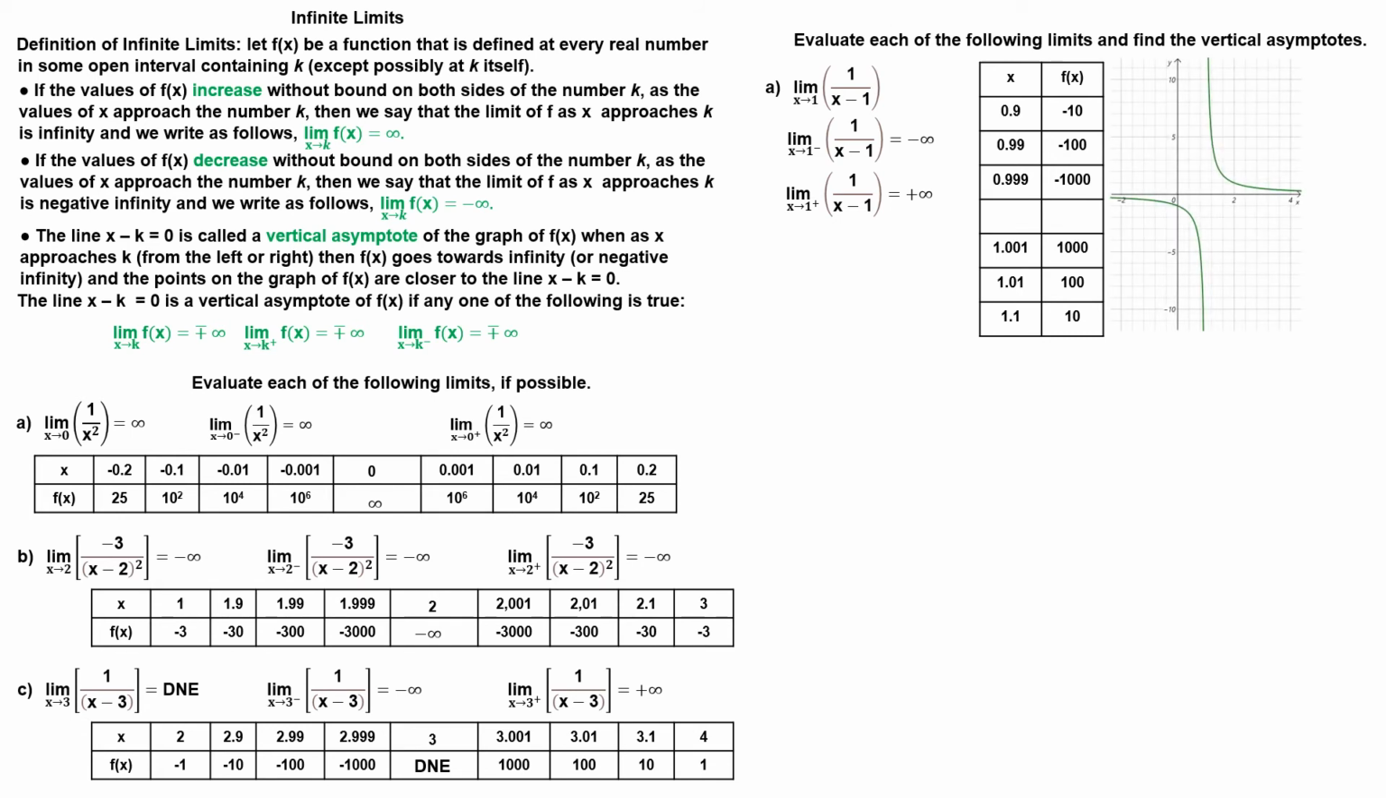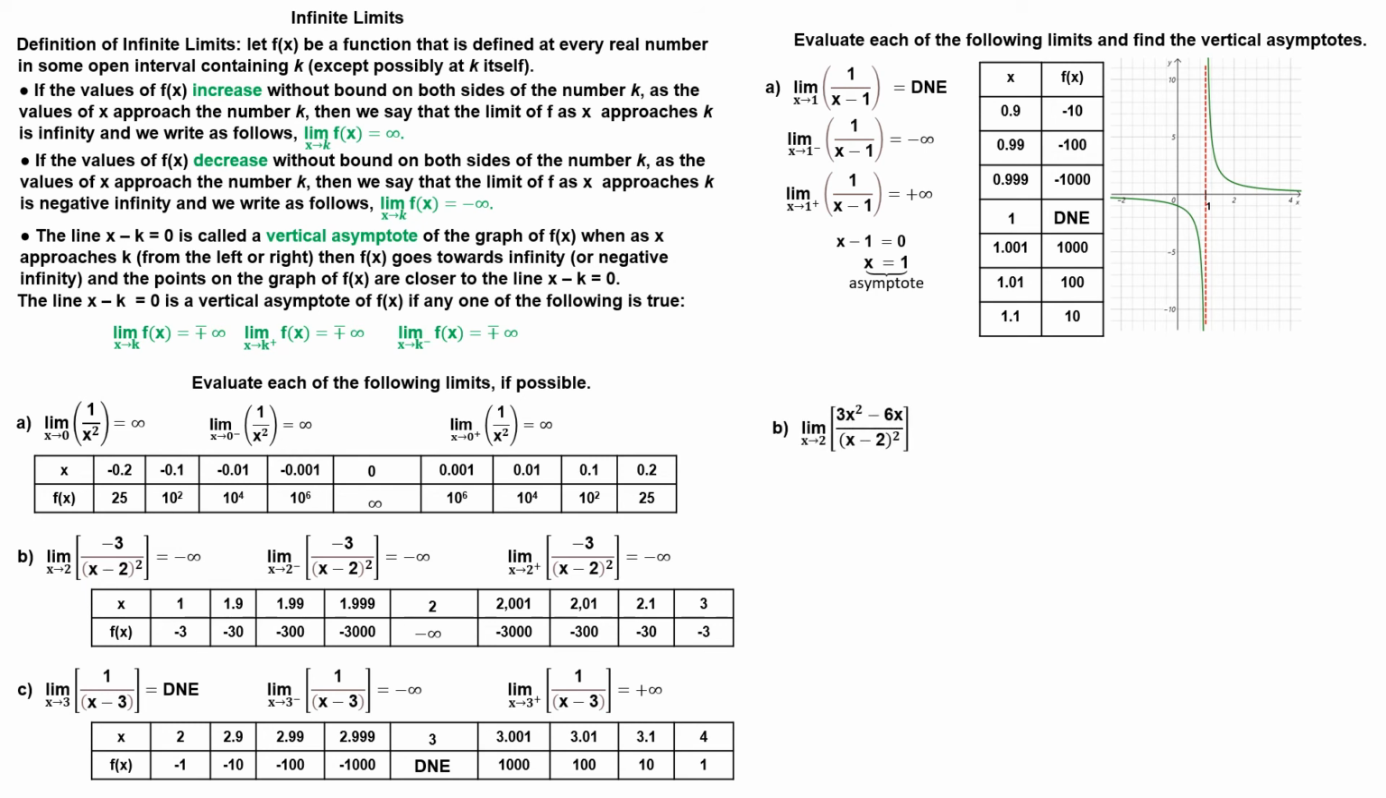The graph shows the behavior of the function. The limit of f as x approaches 1 will not exist since the two one-sided limits grow in different ways on different sides of the number 1. To find the vertical asymptote, we solve the equation x minus 1 equals 0. So we have a vertical asymptote at x equals 1. Let's see another example.